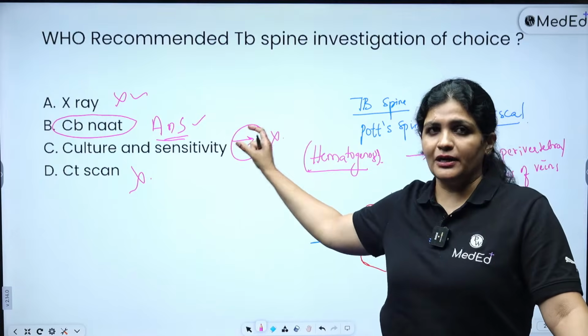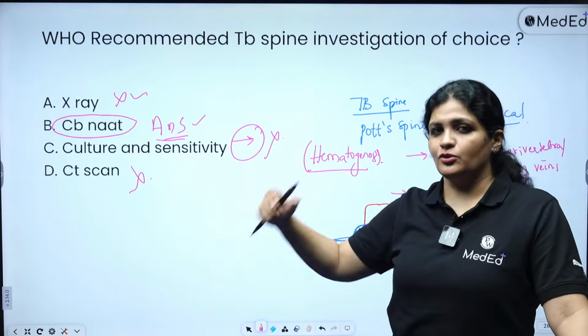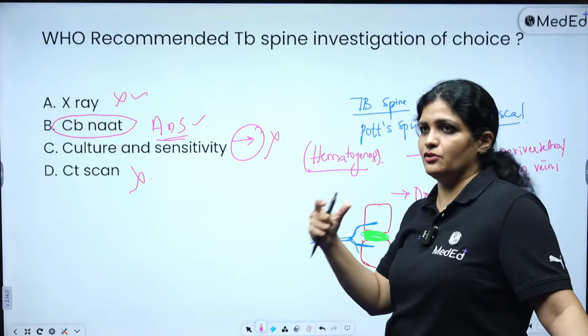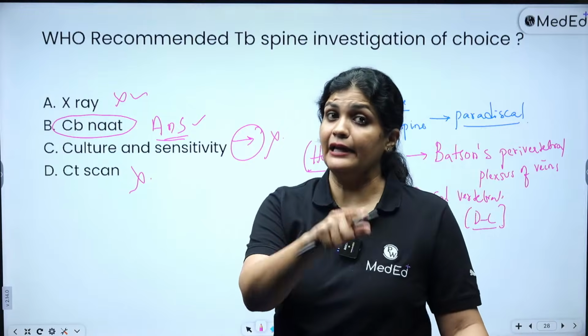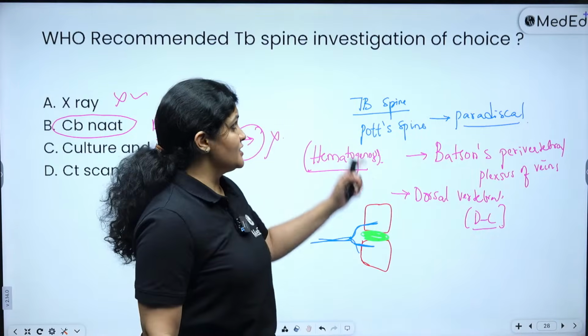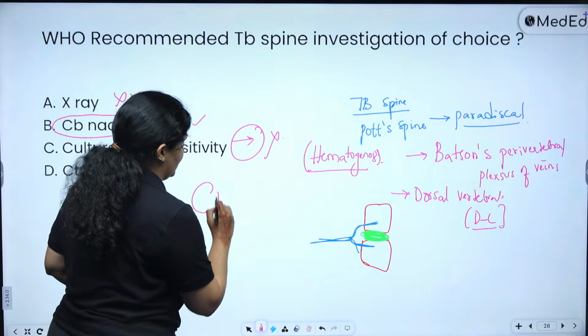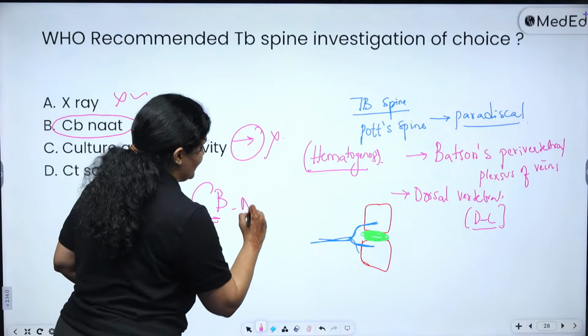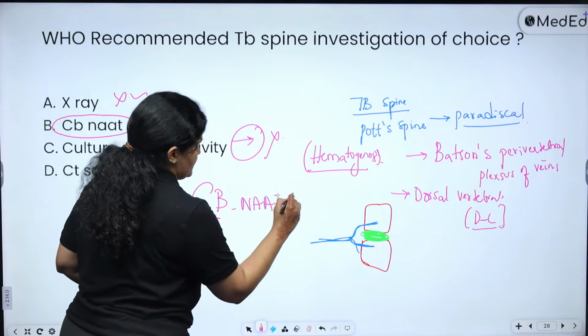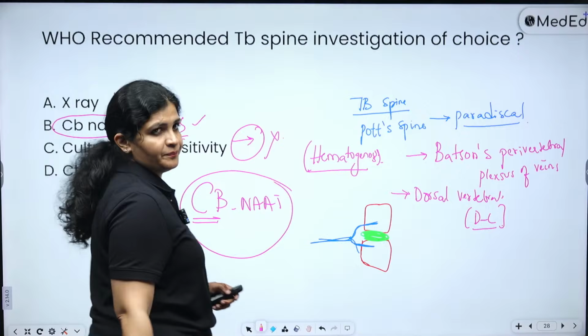Very, very important. It was asked recently. So there is a high chance of it getting repeated in NEET PG as well. So remember, the investigation of choice for tuberculosis at present is your CB-NAAT, cartridge based nucleic acid amplification test. Okay, CB-NAAT. Clear?